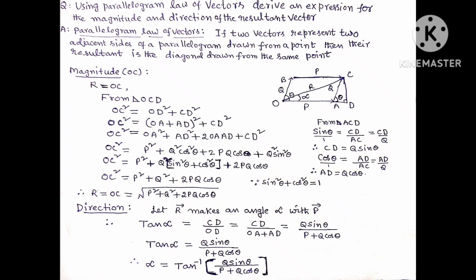In the above derivation, AD equal to Q cos theta and CD equal to Q sin theta. These values are derived from the perpendicular triangle ACD.